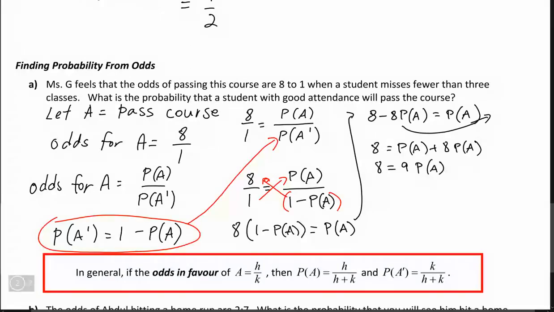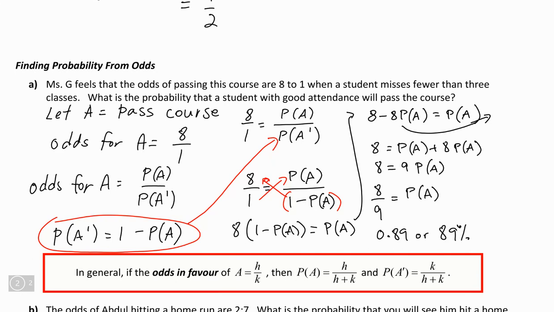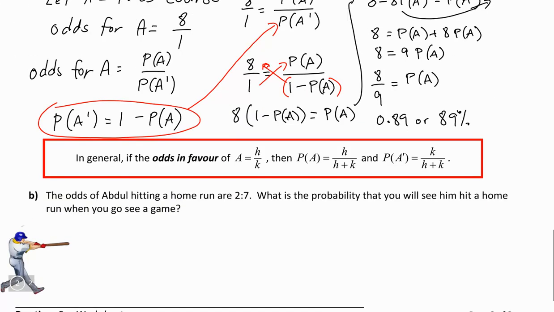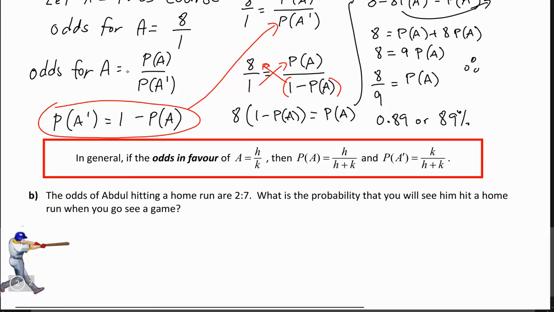Then if I divide both sides by 9, I get 8 over 9 equals the probability of event A happening. If you divide 8 by 9 on your calculator, you get 0.89, or an 89% chance of passing the course. So therefore, there's an 89% chance of passing.